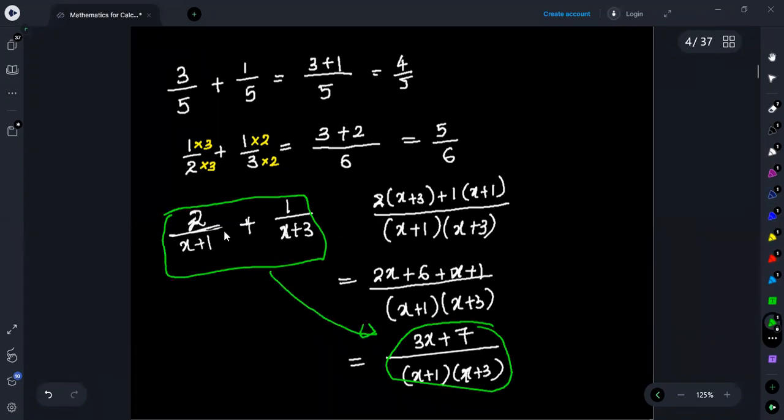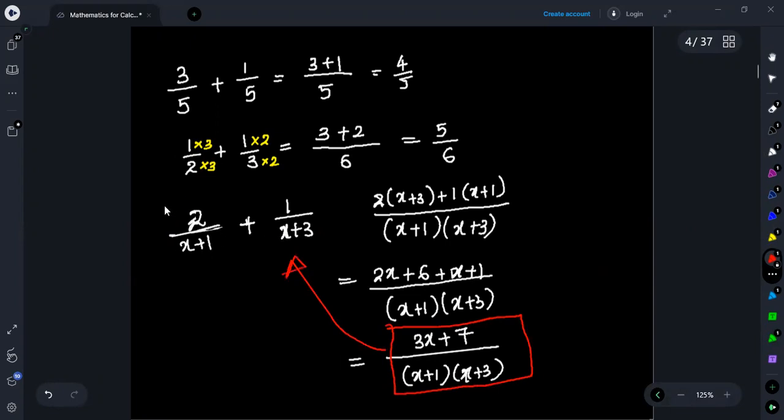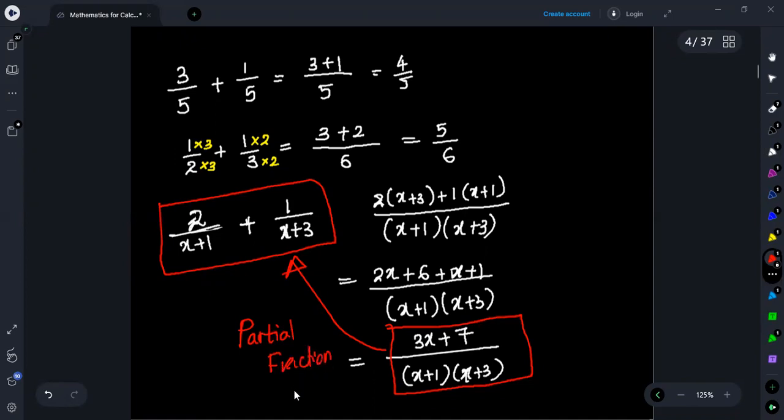The thing that we are going to learn today, the partial fraction decomposition, means we are going to start from this stage, and starting from this, we are going to obtain this one. This process of obtaining this one from this one, we call partial fraction decomposition.